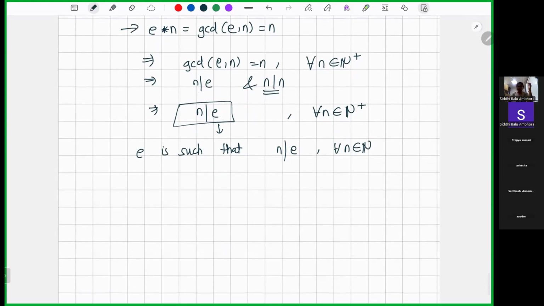But no such natural number exists, right? No positive natural number exists such that every natural number divides that integer. That's not possible, right? So this is not possible.